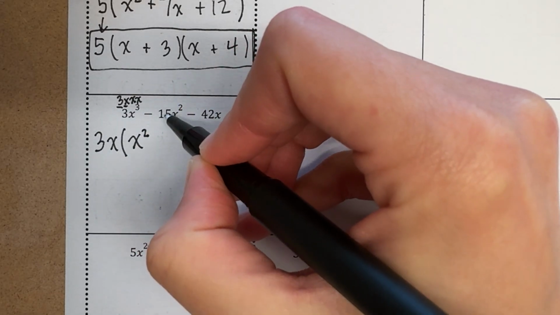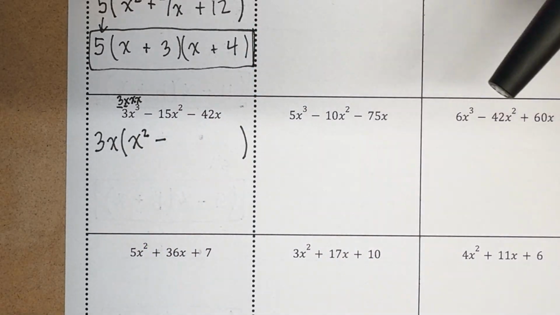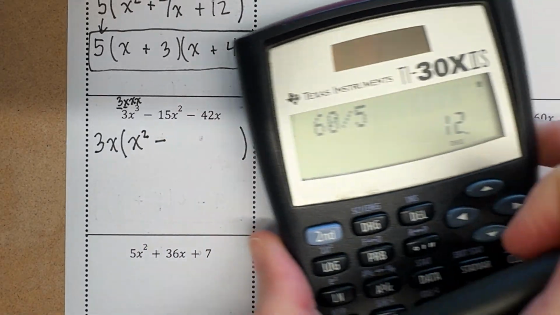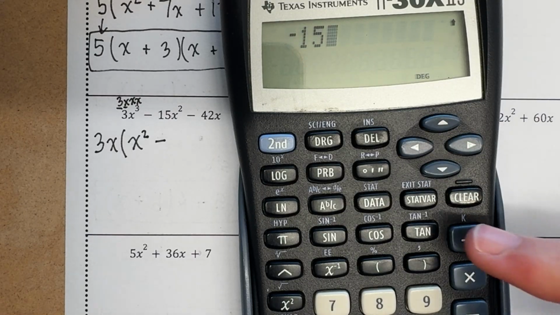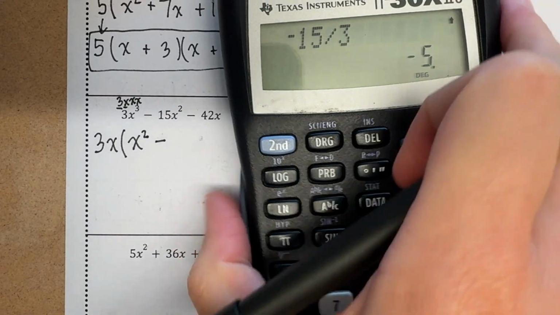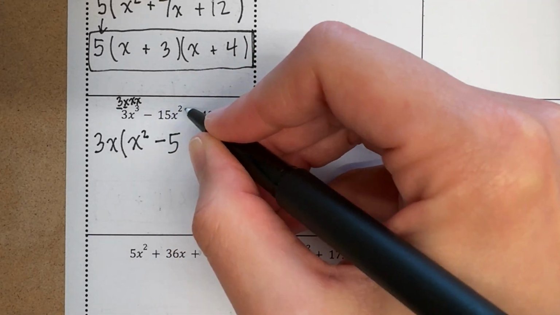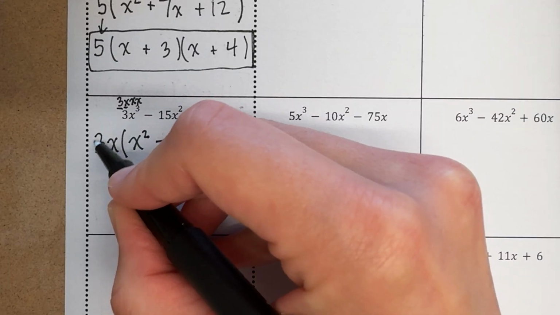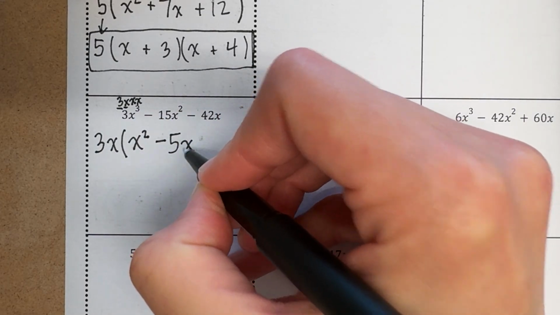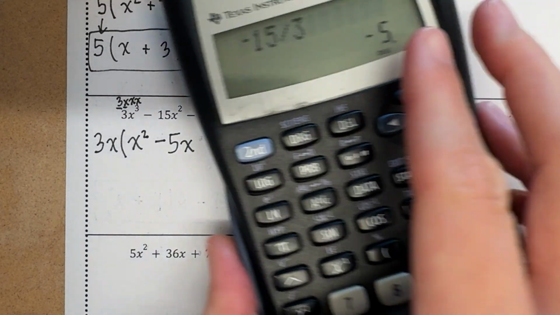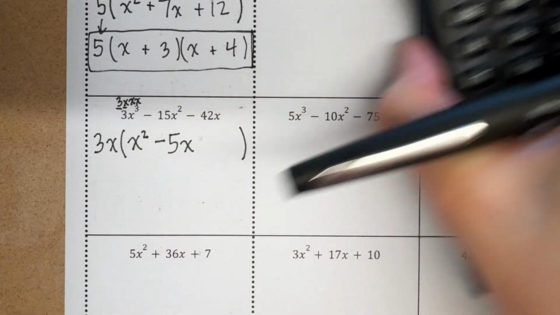3 times what is negative 15? Well, a positive times a negative is negative. And 3 times what is 15? Now you probably just know 3 times 5 is 15. Look, you could also do the whole thing in the calculator. I could say, what's negative 15 divided by 3? Negative 5. And in this case, there's 2 x's being multiplied here. 1 x is here, right? So I'm doing 3 times negative 5, that's negative 15, and x times another x is going to get me those 2 x's. And then last, 3 times what is negative 42? Negative 14.